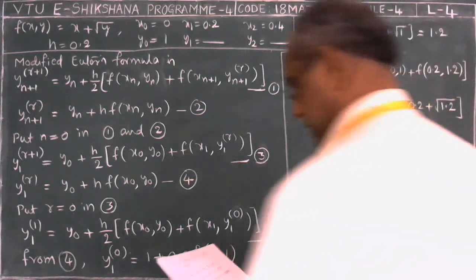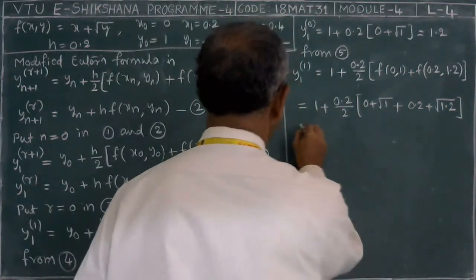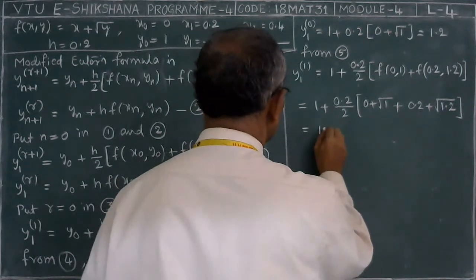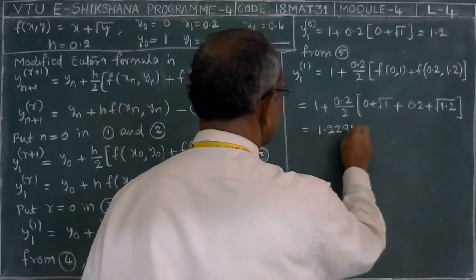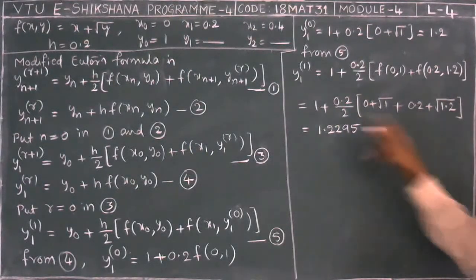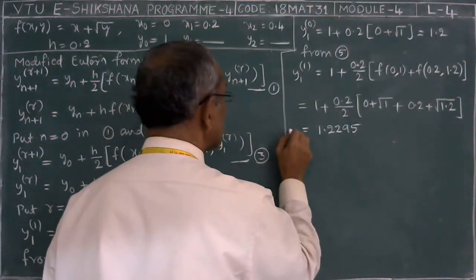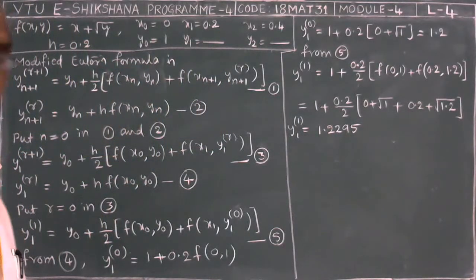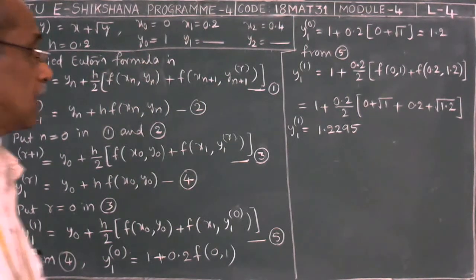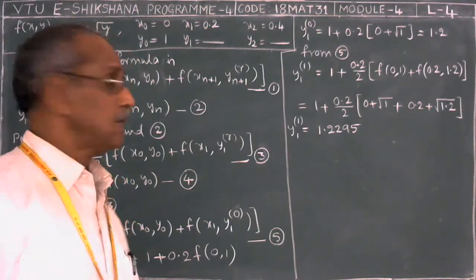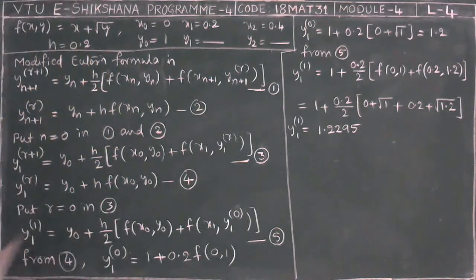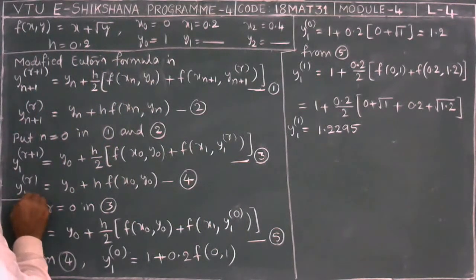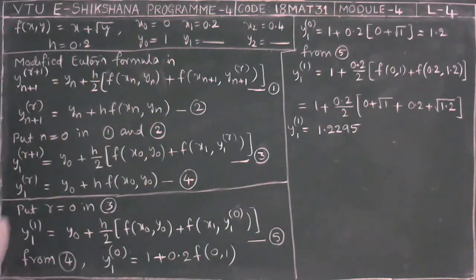Okay, if you calculate carefully using a calculator, you get y1 1 as 1.2295. y1 1 is 1.2295. Okay, so let me vary r, put r is equal to 1 and then obtain y1 with 2. So now I will put r is equal to 1 in 3.